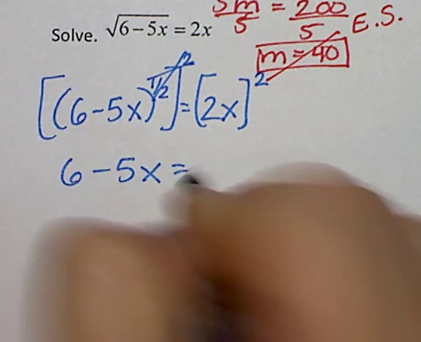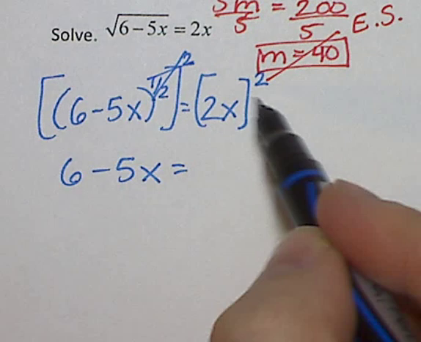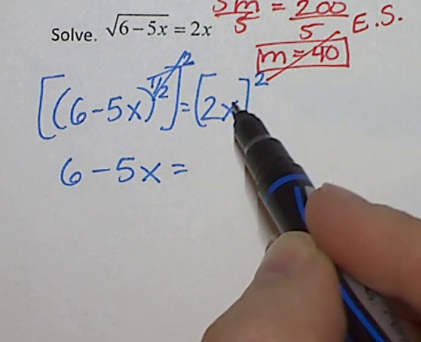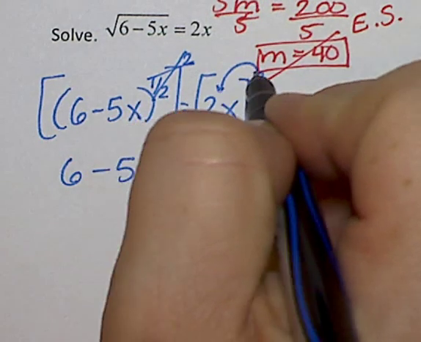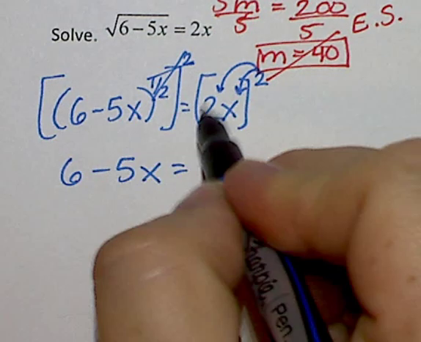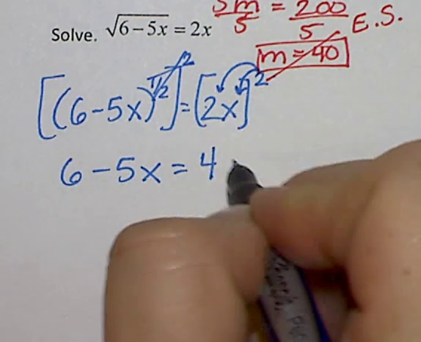And here's the biggest mistake students make. Most students say when they evaluate this portion, they get 2x squared. Remember that 2 applies to the 2 and to the x. So 2 squared is 4, and x squared is x squared.